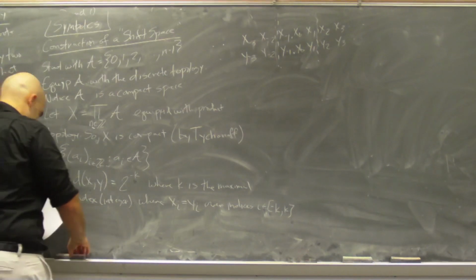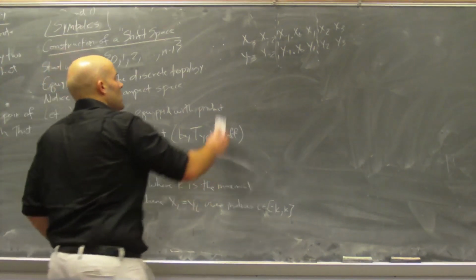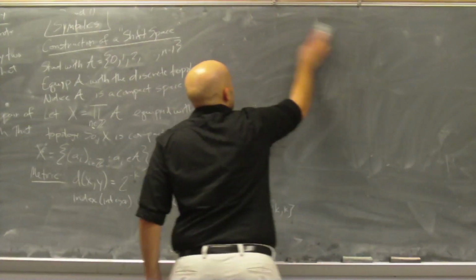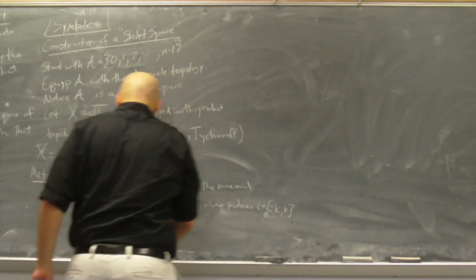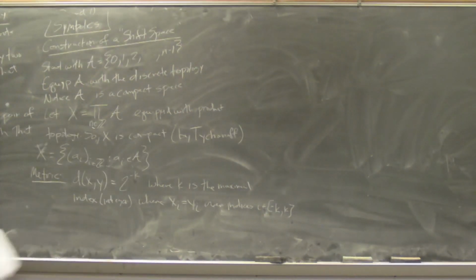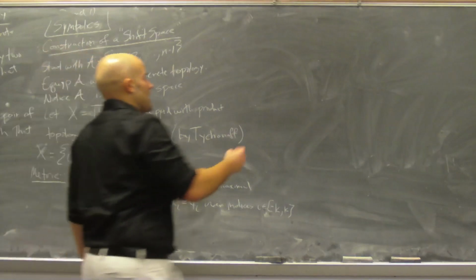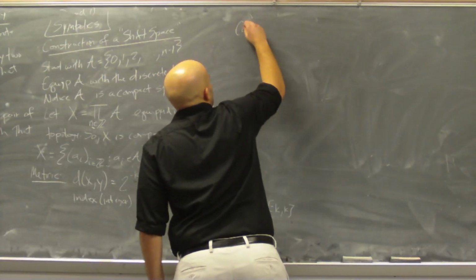All right, so that's the idea behind the metric. This is the space that we're working over. Here's the metric. It's compact. We have a compact space. It's a metric space.